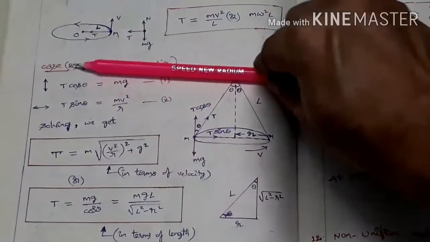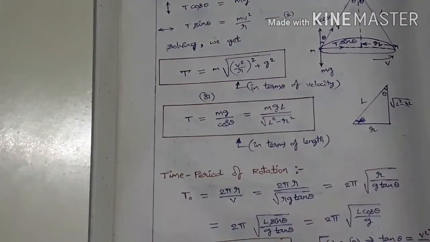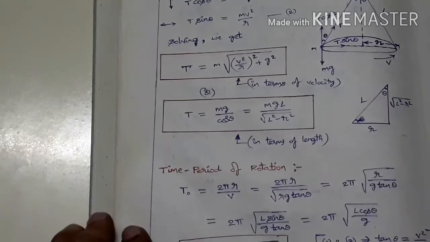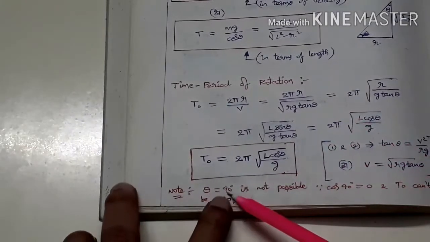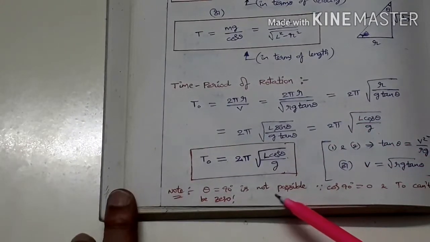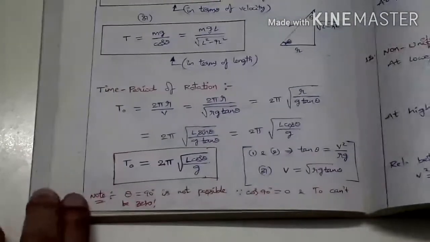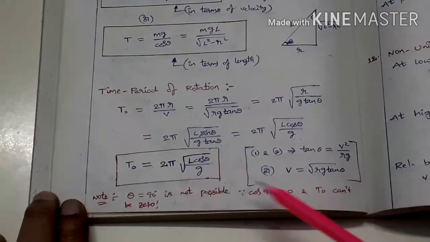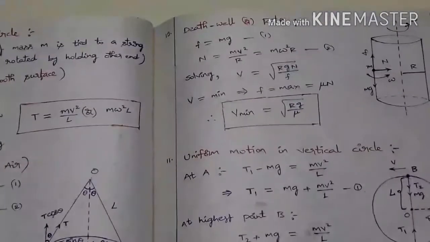90 degrees here like this? No. Let us see why. Here if theta equal to 90 degrees, what is cos 90? Cos 90 equals 0. So this is not possible, because if you put cos 90 equal to 0 here, then T naught equal to 0. T naught cannot be 0, no? Time period cannot be 0. So which is impossible here.